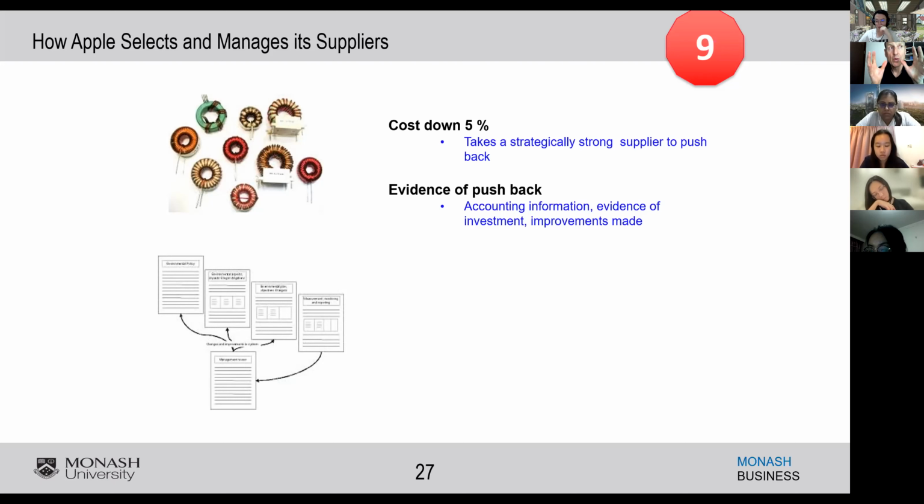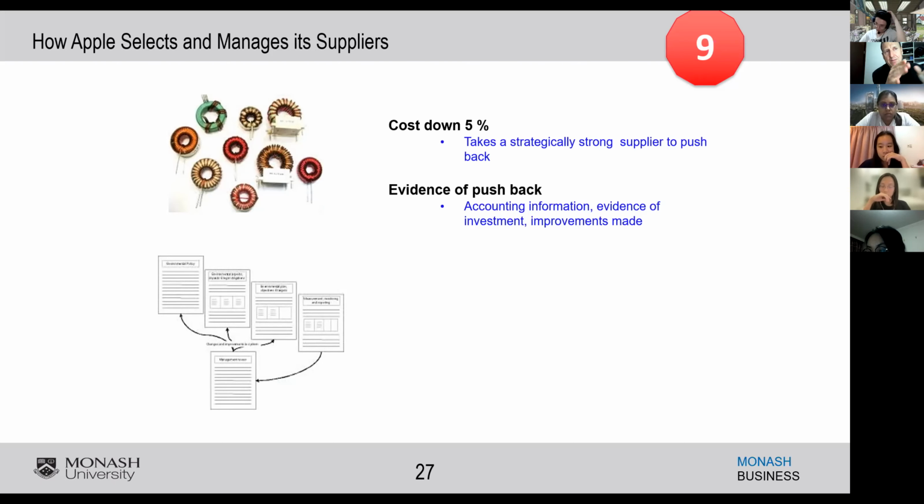Now, what I tell suppliers to do to back up the fact that you don't want to do 5% cost down is that you need to have accounting information, or evidence of investment or improvements made. We're investing all this money. That's why we cannot afford to do cost down 5%, but we will be around in 6 months, 9 months, 12 months, and 2 years' time when your product roadmap goes into new technology, and we'll be ready with our own roadmap to support your new technology. Yeah, that's a different conversation.